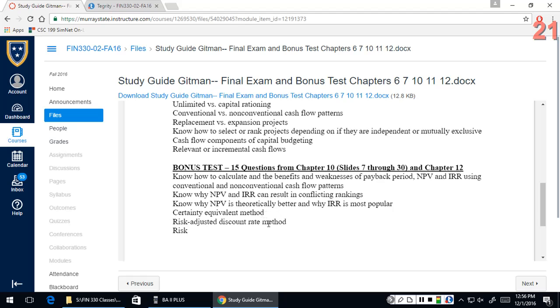What is the certainty equivalent method? What is the risk-adjusted discount rate method? And then the definition of risk. I don't know if we talked about that or not. I can tell you this. Risk, as given in chapter 12, is the certainty of receiving the cash flows associated with a project. Okay, so the certainty associated with receiving the cash flows associated with a project.